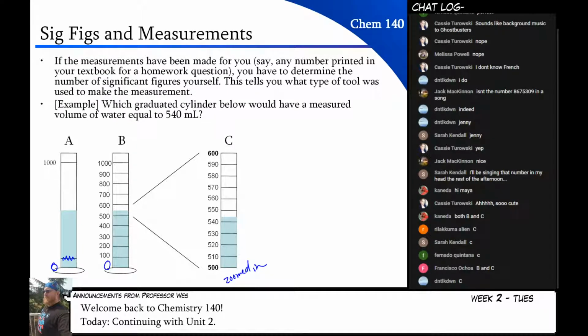All right, we got a variety of answers, and that's good. We've all eliminated A, and I can tell you that that is actually correct. Why is that correct, though? So let's look at what we would measure here.